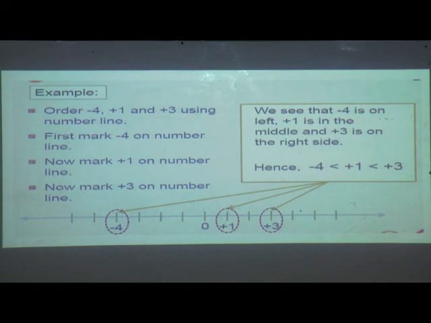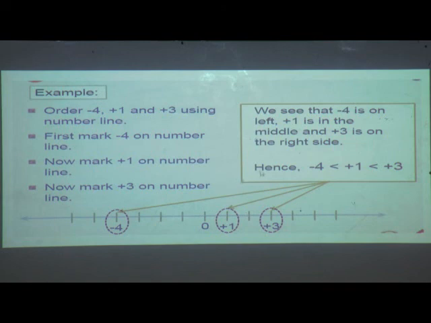Next we will mark +3 on the number line. From 0 we move 3 steps forward. So 1, 2, 3. Here we got +3. Now we have to compare these. We see that -4 is to the left of 0, so this is a smaller number, while +1 and +3 are positive numbers on the right side of 0.